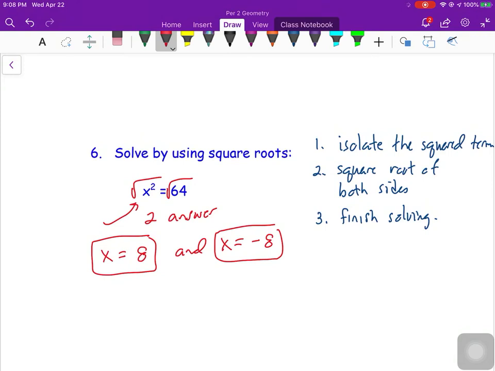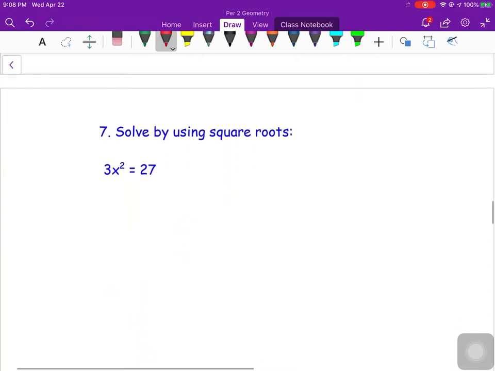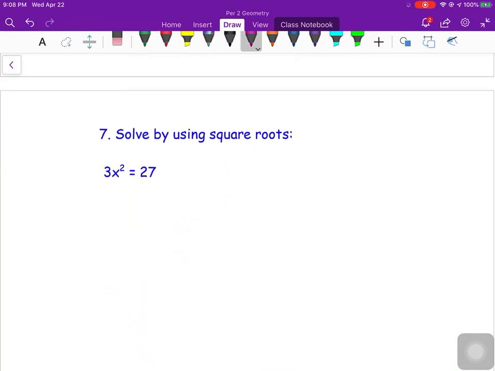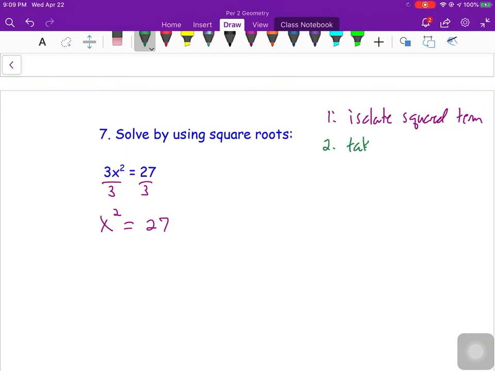Let's do a few more solving by using square roots. First step, we're going to isolate the squared term. Well, that means I have to divide by 3. X squared equals 27. The second step, we're going to take the square root of both sides. And you'll always get two answers here.